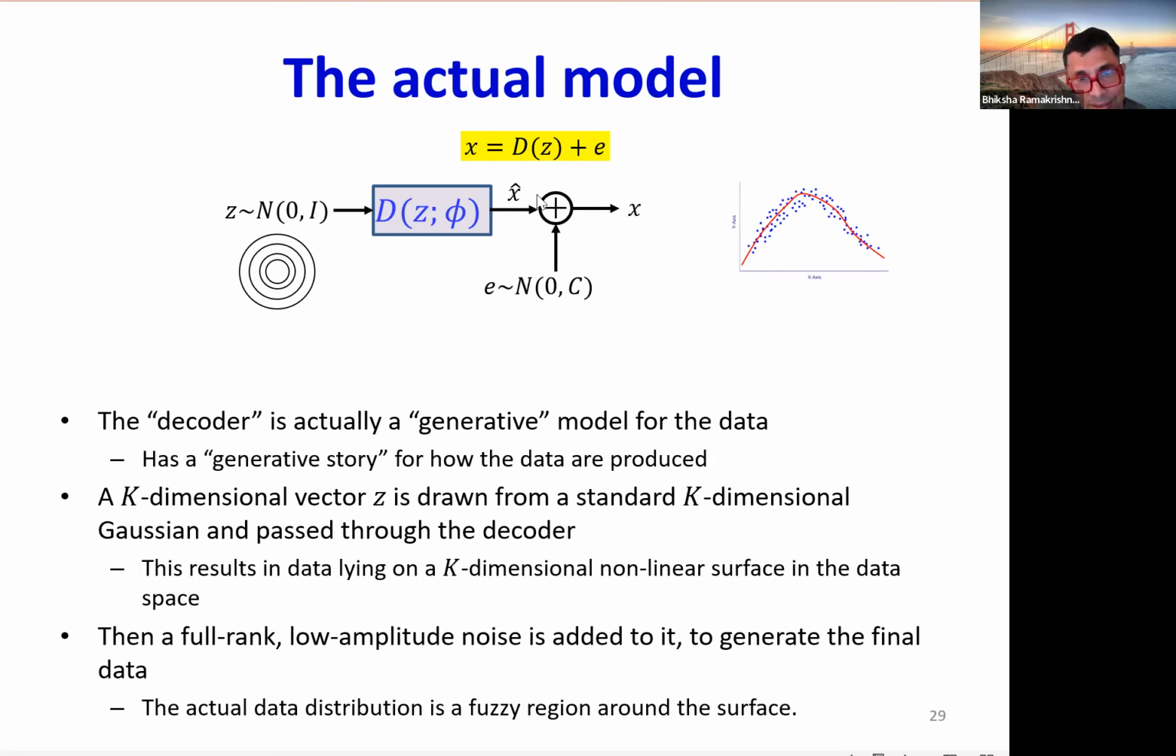We don't actually observe X hat, we observe X, which arrives as a consequence of adding noise to X hat, right?